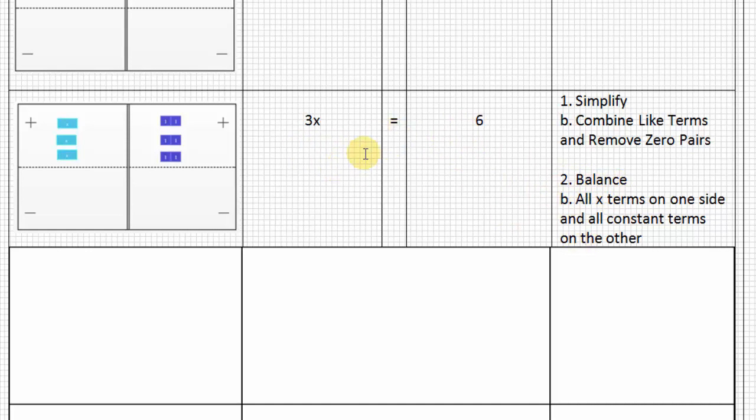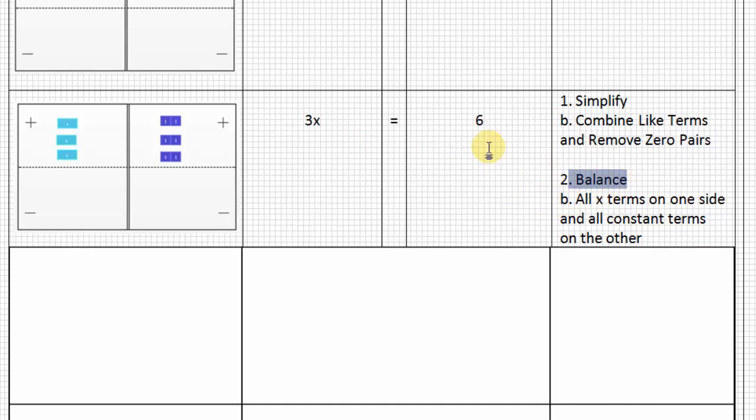But it has naturally happened by things canceling out. So it's important to check and make sure that this happened. We have only x terms here on this left-hand side. There's none over here. And there's only a constant term on this right-hand side. There's no constant term of just a number with no variable on the left-hand side. So that's part of balancing.